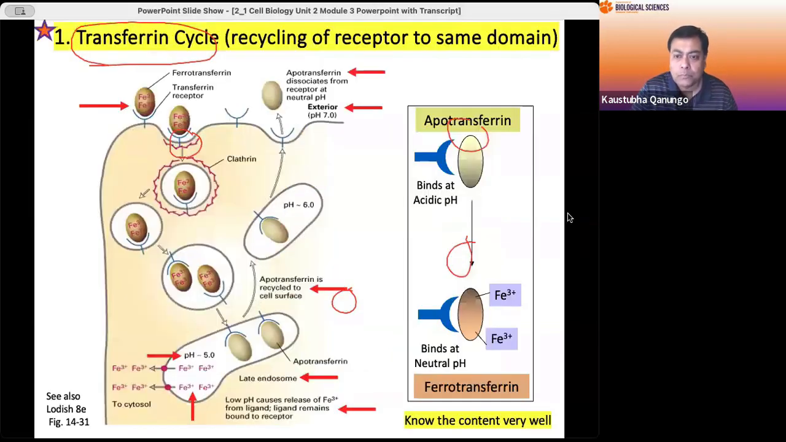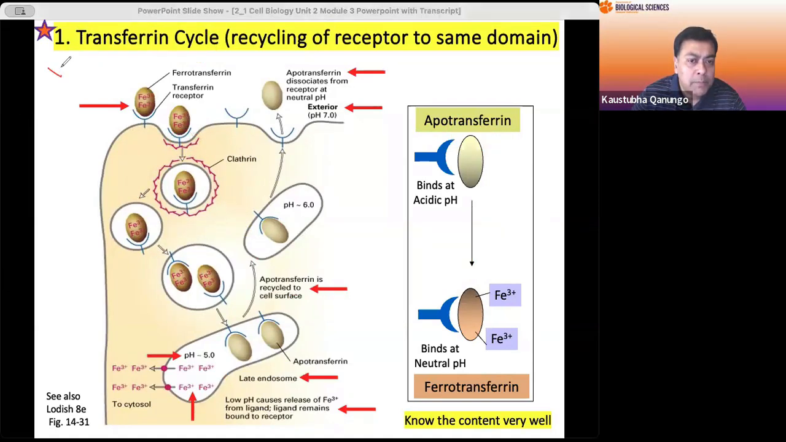Number two is the transferrin cycle. So know this transferrin cycle very well. This is also a question that is missed by a lot of people, so know this one very well. What is happening is that transferrin is a molecule which is released into the intestine by the cell, and it brings absorbed iron into the cell for lots of different functions. The electron transport chain requires a lot of iron, and so do hemoglobin and everything.